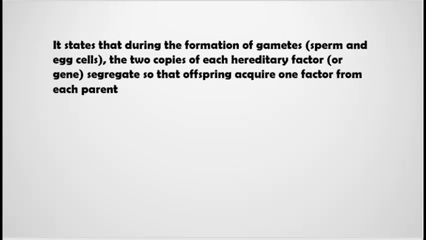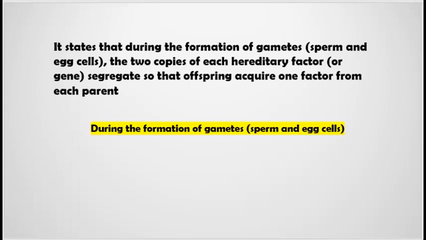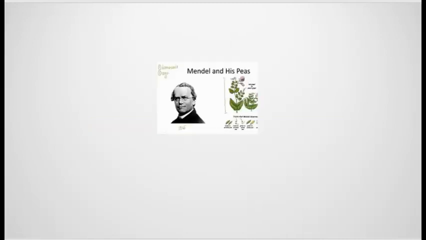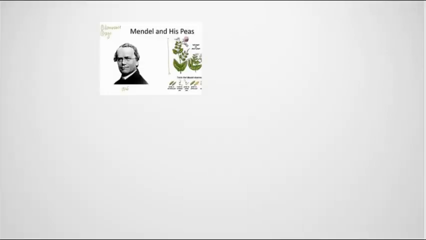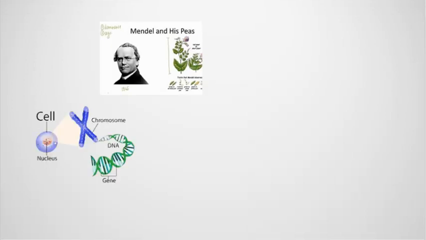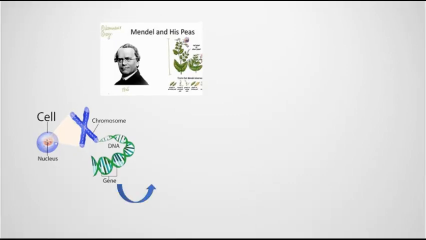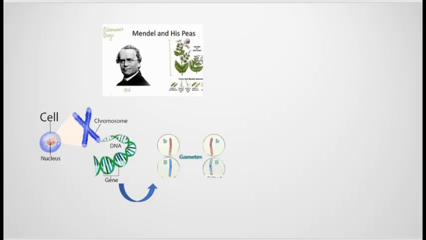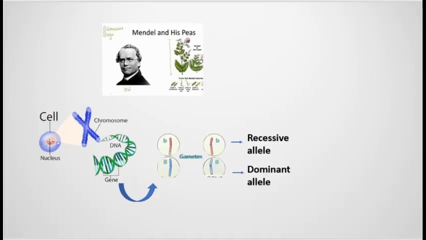Now, to understand this law completely, let's break down the law and recall some important concepts. Part 1, during the formation of gametes, sperm and egg cells. Gregor Mendel studied inheritance of traits in pea plants. He proposed a model where pairs of heritable elements, or genes, specify traits. Genes come in different versions, or alleles. A dominant allele hides a recessive allele and determines the organism's appearance.